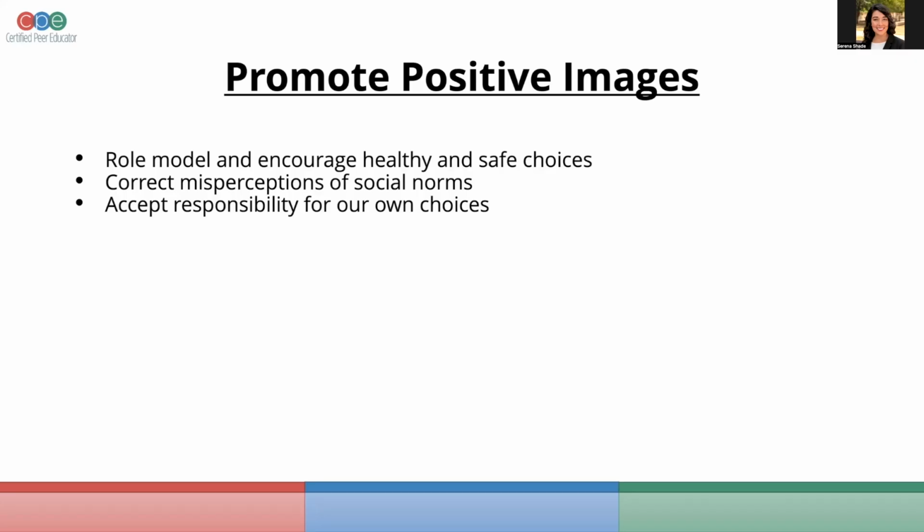The third quality is to promote positive images. Peer educators are role models on campus. They have been at Texas Tech for as long as I can remember. I've been here 10 years and peer educators have always been role models on campus. We need to remember that others look up to us and we have to behave accordingly. We also make sure that we are correcting misperceived social norms and accepting responsibility for our own choices.